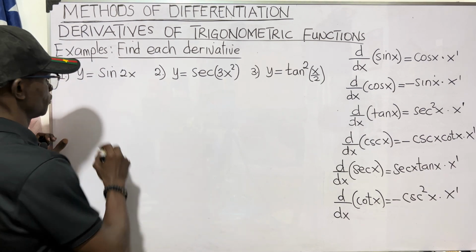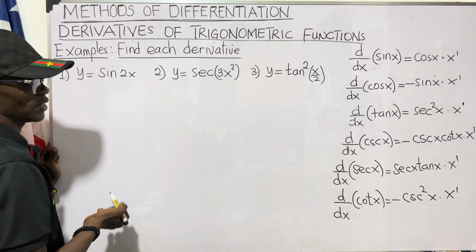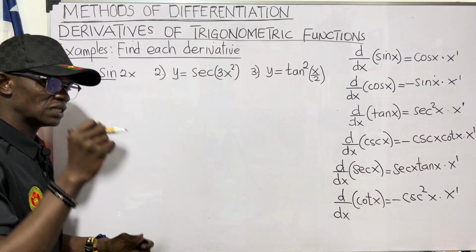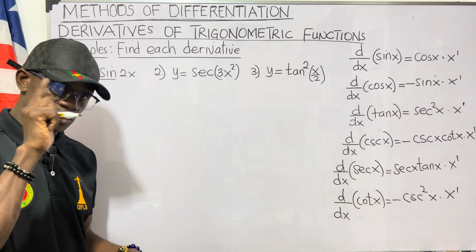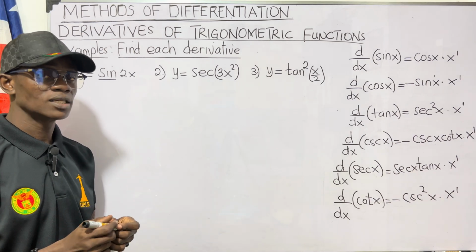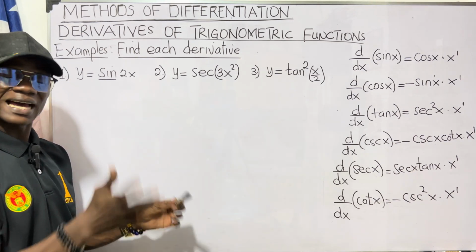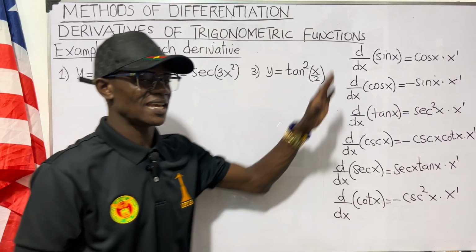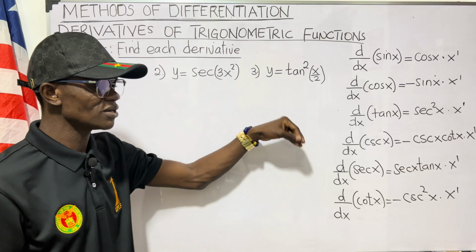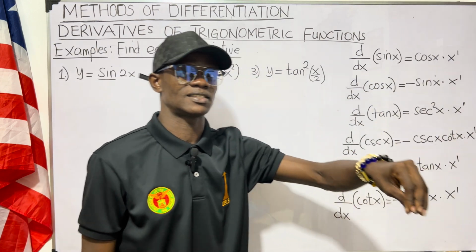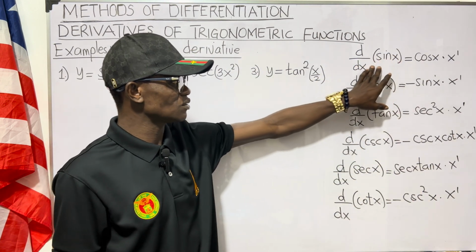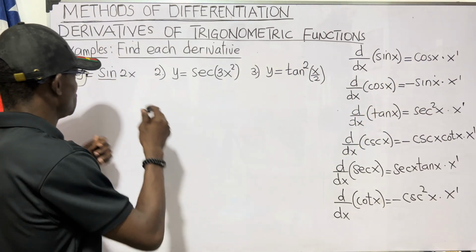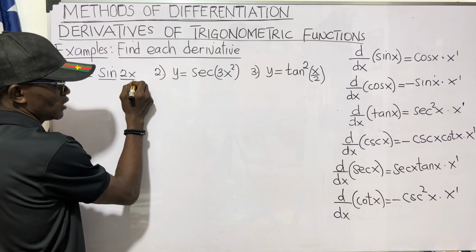So first one, y equals the sine of 2x. The first thing that should come to your mind is, what is the derivative of sine of just x, or sine of just an angle? Assume that this 2x is just representing x. So what is the derivative of sine of that x? The derivative of sine of x, we know that is cos of x. This whole thing is representing our x.